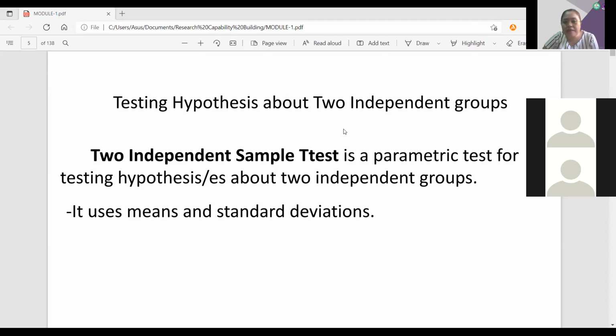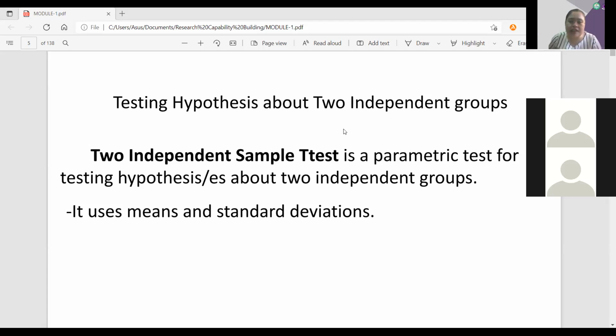And at the same time, you cannot use the t-test if your data is not a scale. Okay? Whether interval or ratio, dapat scale yung inyong data. If your data is nominal or ordinal, you cannot also use the t-test or all the other parametric tests. Okay, now when do we use the t-test?